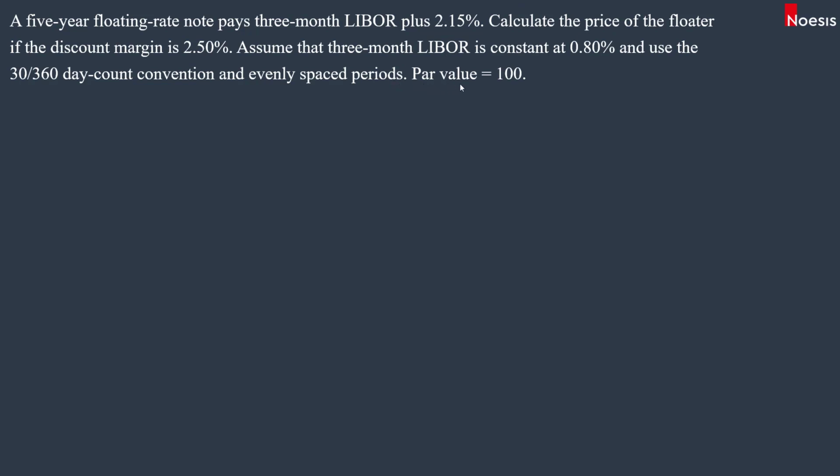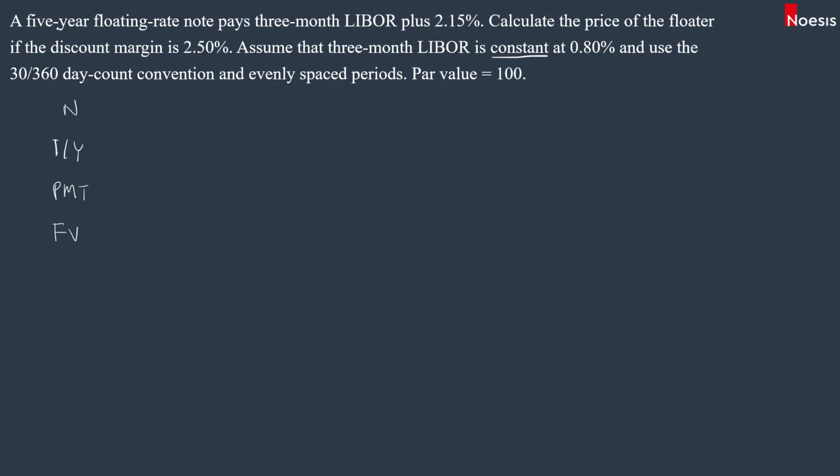So because we assume that the LIBOR is constant, or the LIBOR is flat at 0.8%, we can calculate the price of the floater in the same way that we calculate the price of a fixed rate bond. We'll need to know the period, the N, in your calculator. We'll need to know the IY. We'll need to know the PMT, which is the coupon, and also the face value or the principal of the bond.